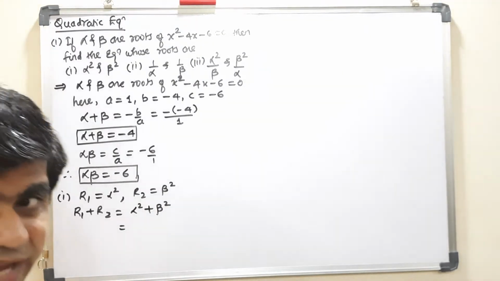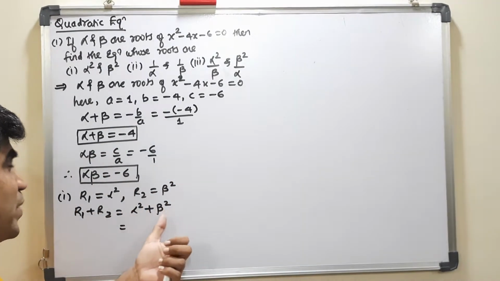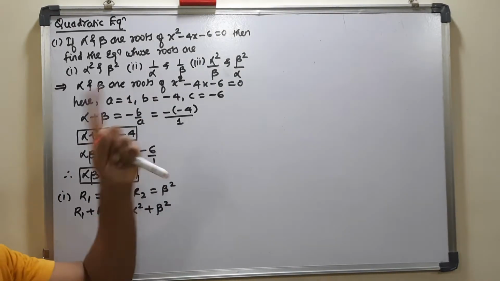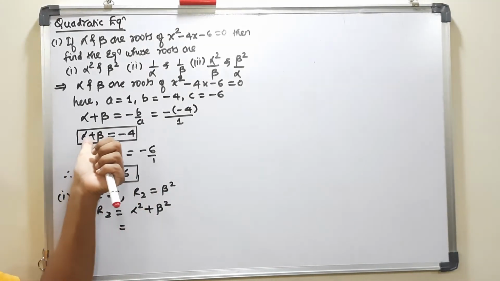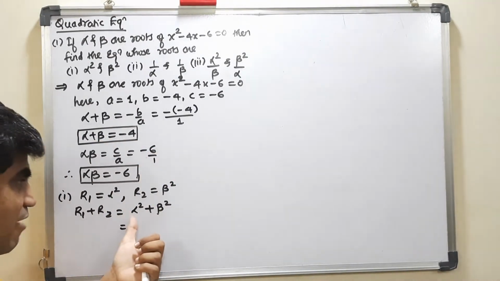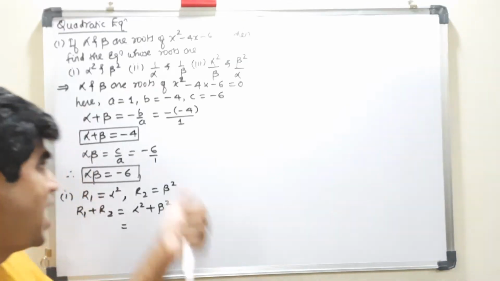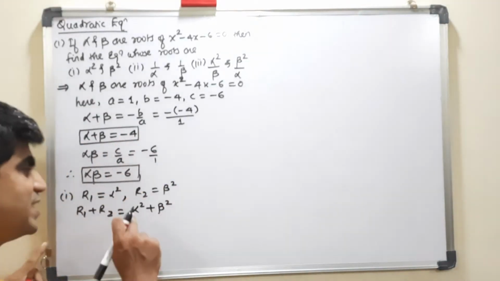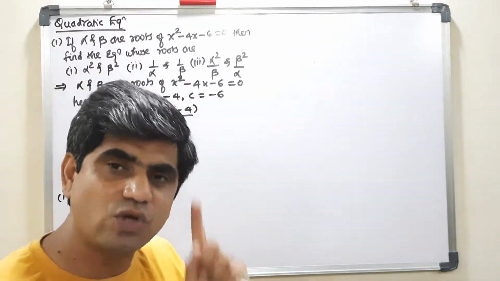Now do not make the mistake, as I have already told many times, that alpha square plus beta square is not equal to minus 4 ka square. This is alpha square plus beta square and this is alpha plus beta. So this alpha square plus beta square needs to be converted into what? Alpha plus beta. So this alpha square plus beta square has an identity that we have discussed already.